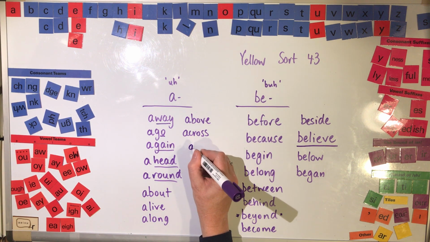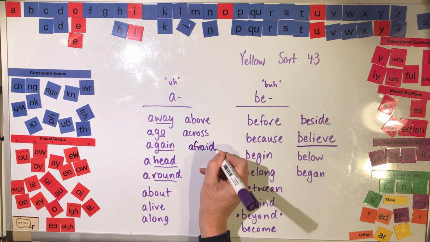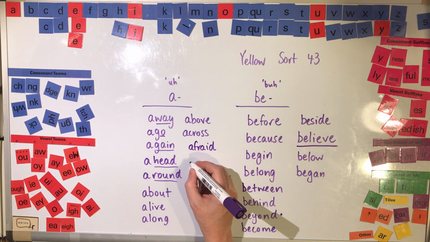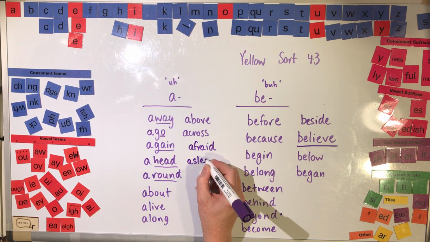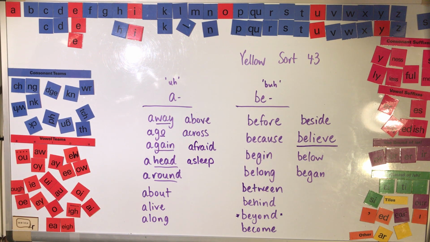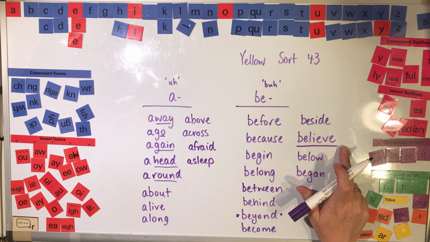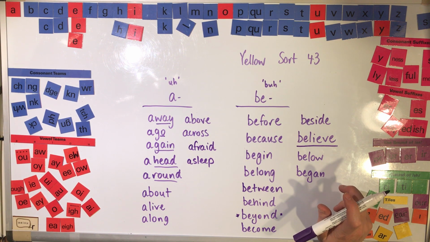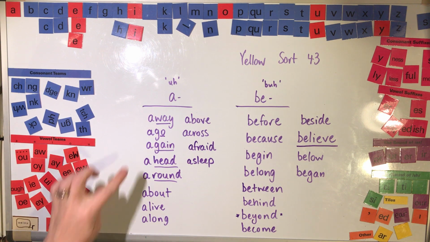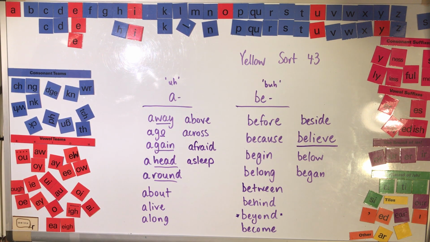Got two more. Afraid. I'm afraid you need to do your spelling practice. Asleep. I hope you are not asleep listening to this video. Okay, so it's actually pretty simple word sort. There's nothing really too tricky in there. I think believe is one to look out for, and maybe a few of the others, maybe because, maybe again, around, but a lot of them are pretty straightforward spelling. So it's really just a case of taking note of those patterns.